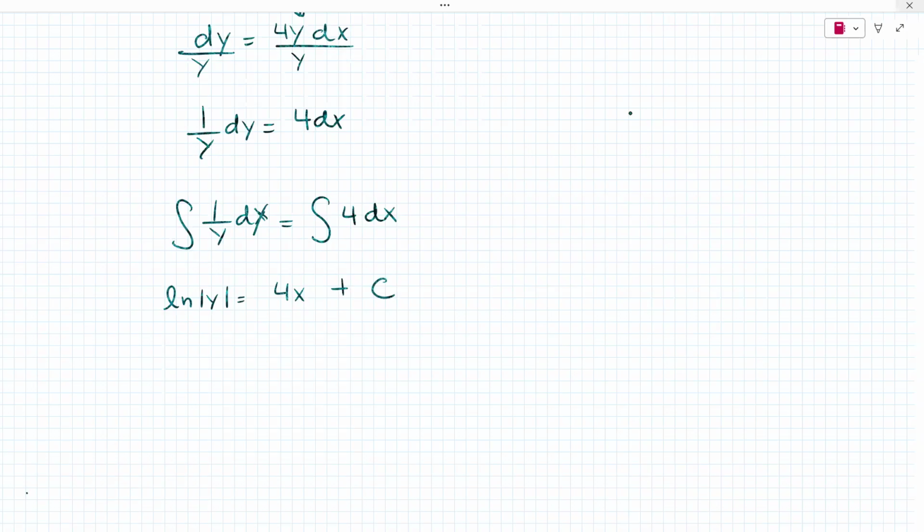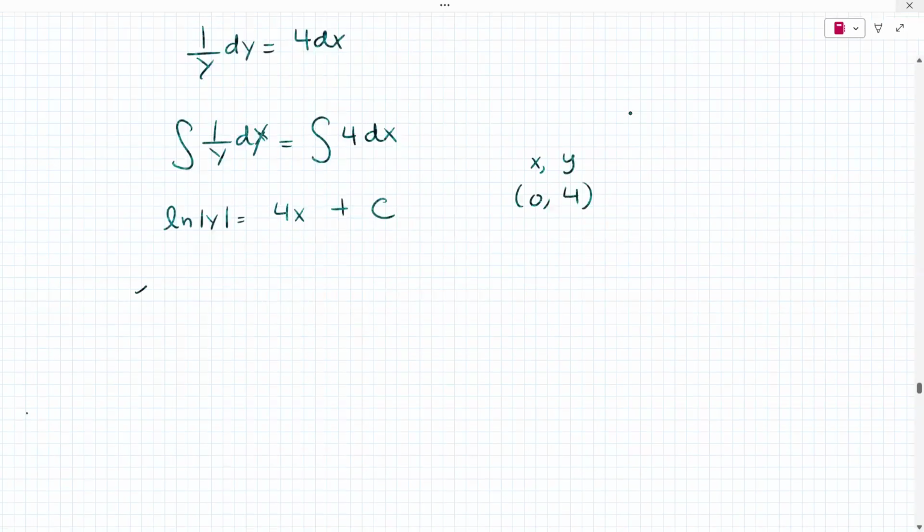And then solve for c by plugging in your initial values. Your initial condition is (0, 4), so 0 is your x, 4 is your y. Go ahead and plug it in. So ln of absolute value 4 equals 4 times x plus c. 4 times 0 is 0, plus c, that's c. And ln of absolute value 4 is just positive 4, so you can just say ln of 4. Okay, so this is our c.